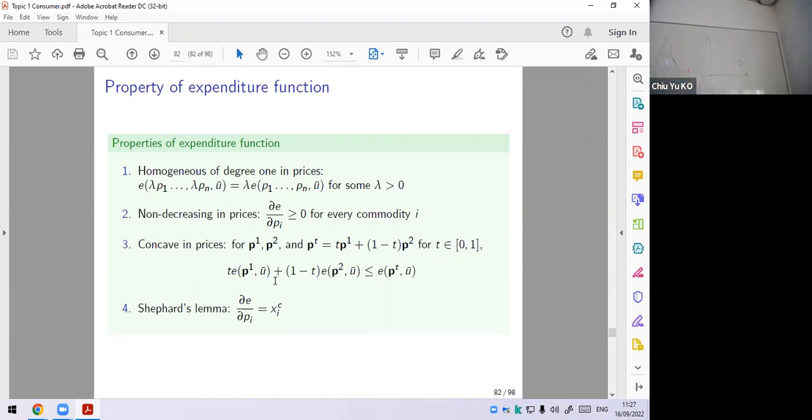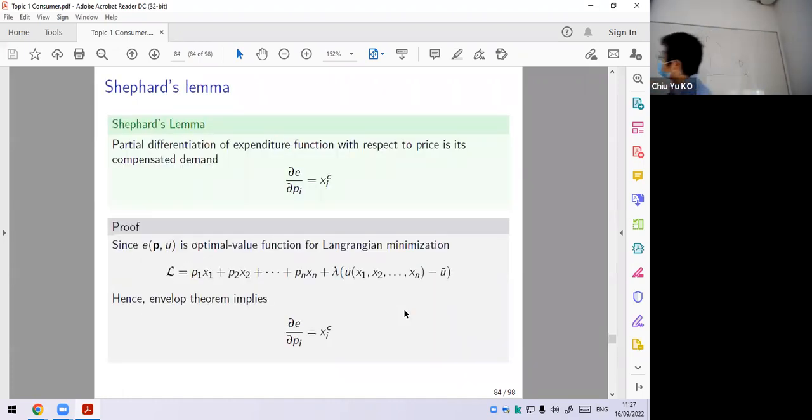And you want to ask why this Shephard's lemma holds? It's also very simple, just directly following from the envelope theorem. Because you differentiate this with respect to price, nothing is left, just the element there. That is the Hicksian demand. Okay, so that's the envelope theorem.